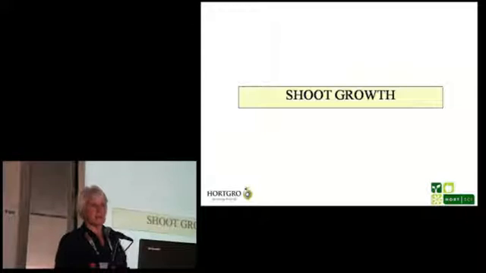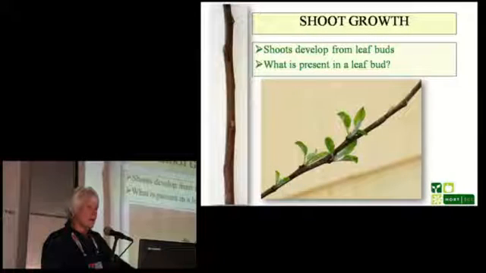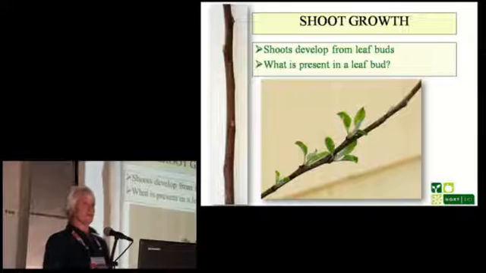Okay, that brings me to the next part of the presentation, which is about shoot growth. Now, firstly, a new shoot develops from a leaf bud, or we can also call it a vegetative bud.